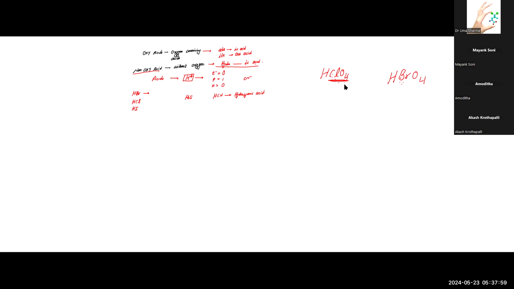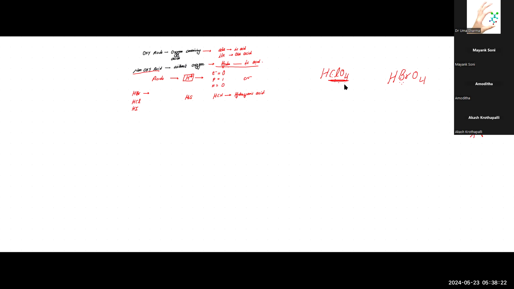Why? Because they are going to make the same polyatomic ions, except fluorine. I think I told you the reason why fluorine is very different. Fluorine is different. Why? I'm not talking about fluorine because in fluorine, okay, Amodita, there is one more reason.